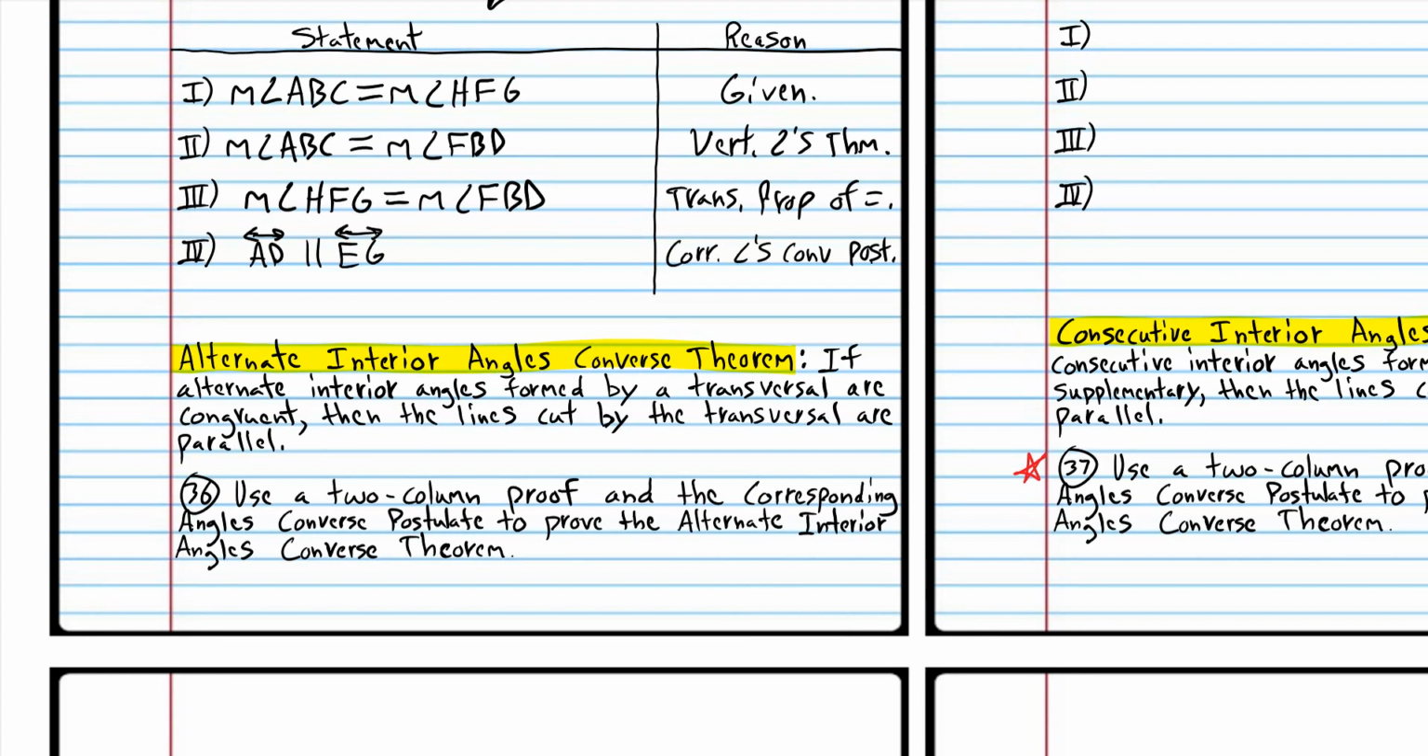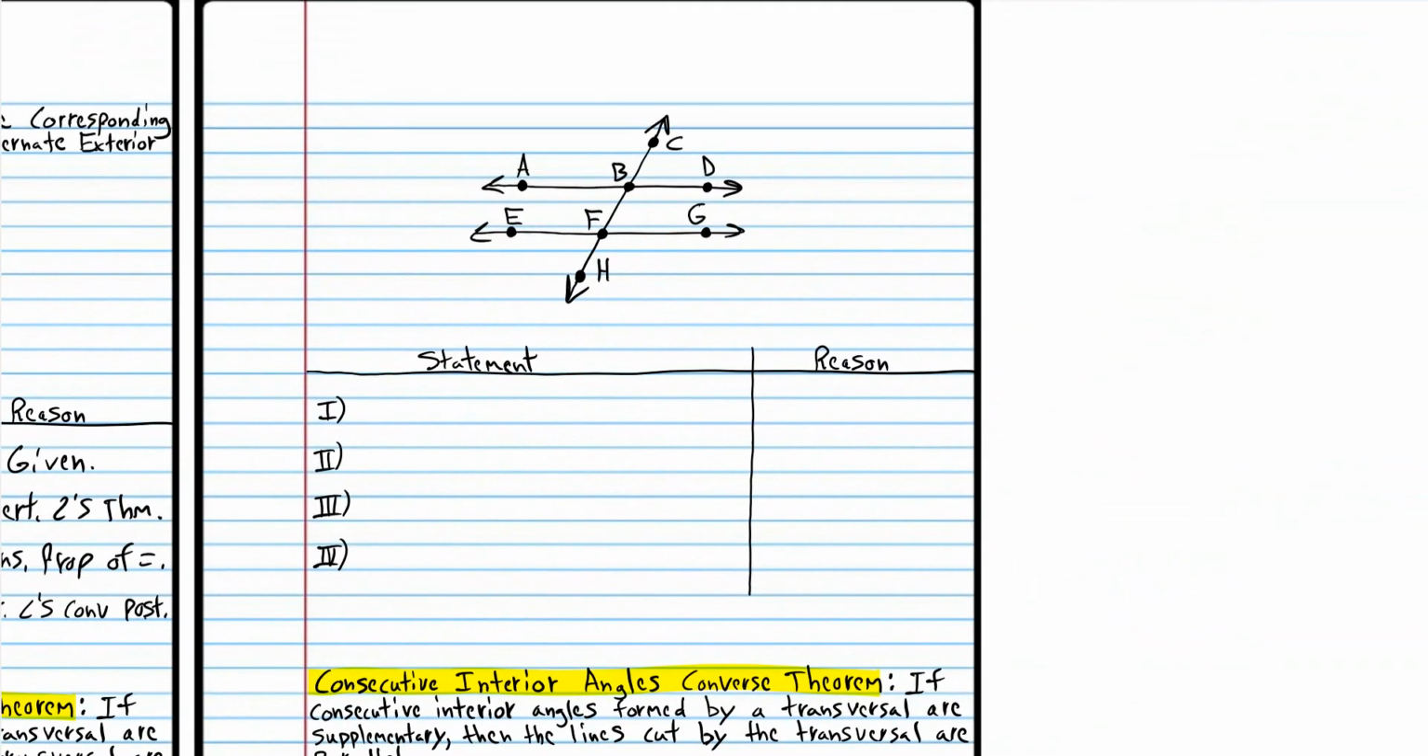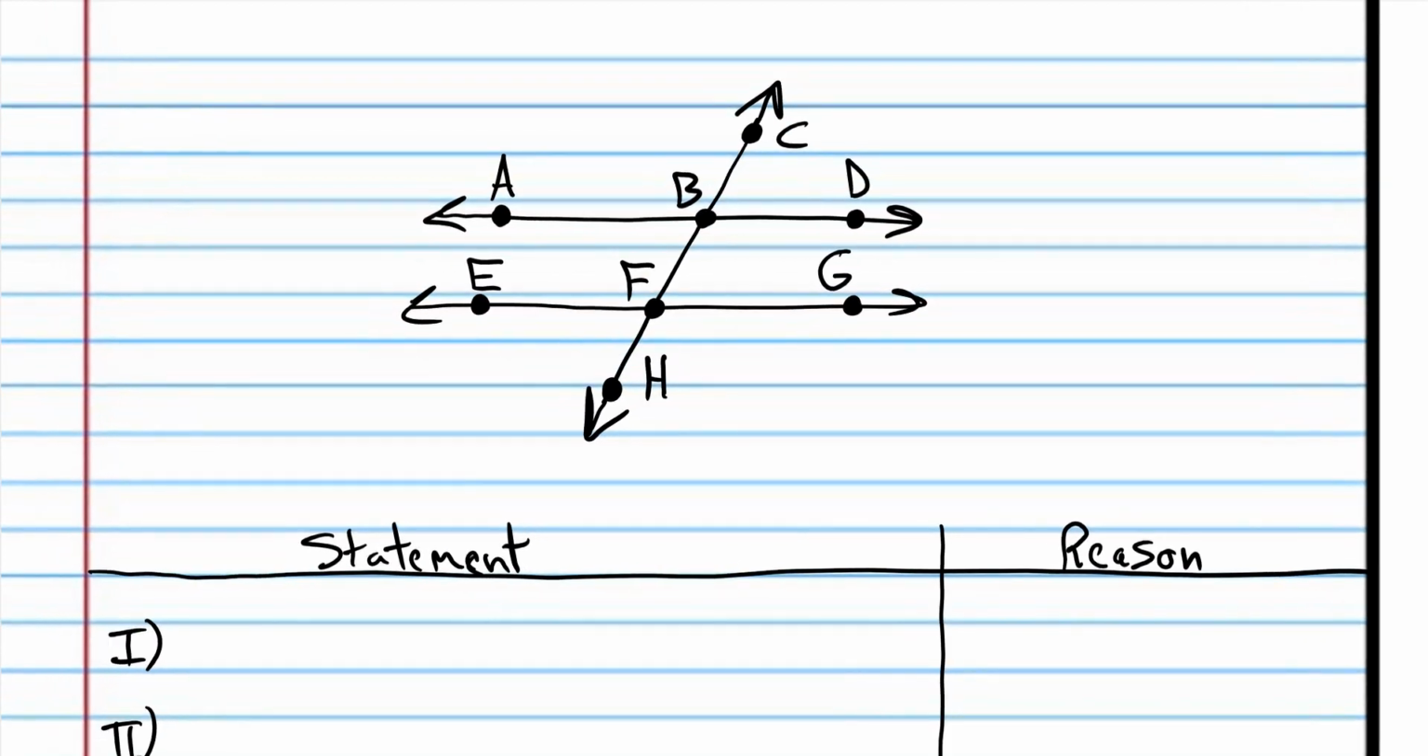So if alternate interior angles formed by a transversal are congruent, then the lines cut by the transversal are parallel. Use a two-column proof and the corresponding angles converse postulate to prove the alternate interior angles converse theorem. I know that's kind of a mouthful of words there, but what that means is you can choose any pair of alternate interior angles. You can choose this pair, or you can choose this pair, but you want to show that if those angles are congruent, then the lines AD and EG are parallel.